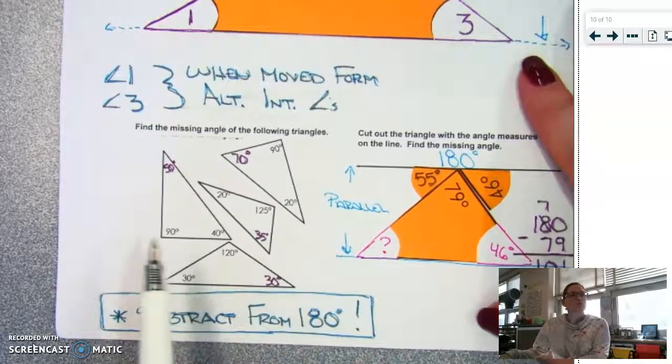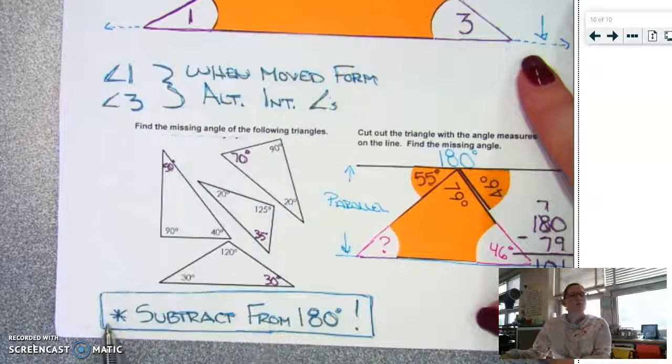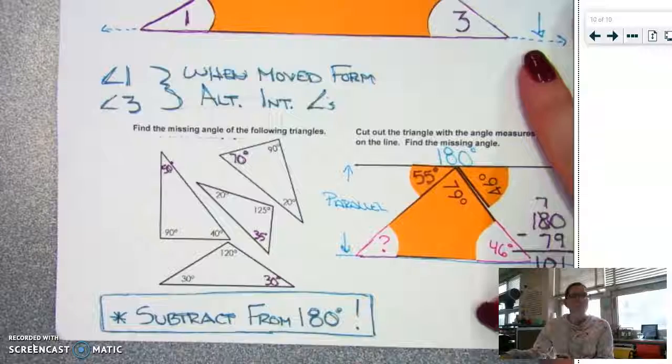Every single triangle should add up to 180 if done correctly. And then again, another little side note should be subtract from 180 to remind yourself. You're always taking away from 180 when you're dealing with a triangle.